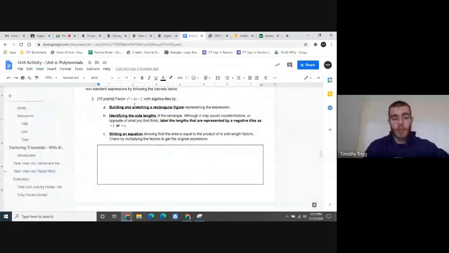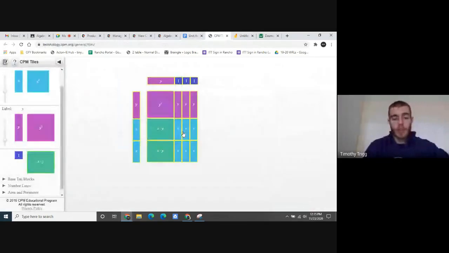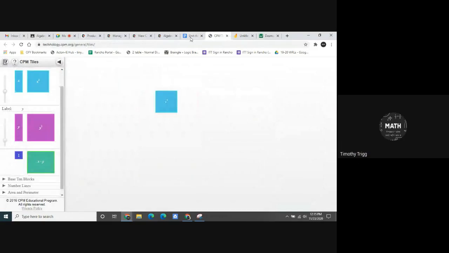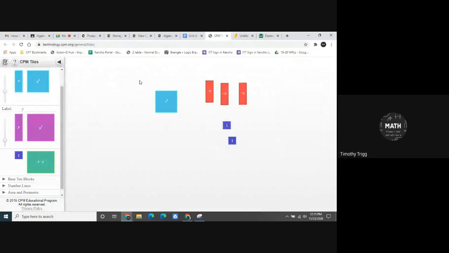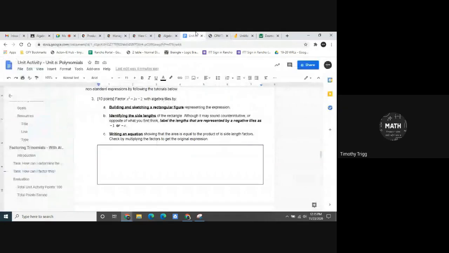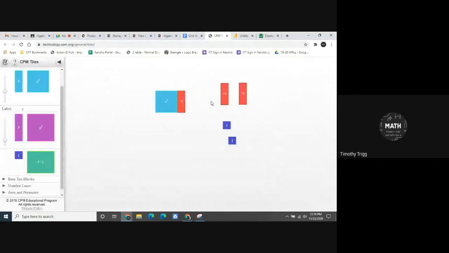So we have x squared minus 3x plus 2. Let me go ahead and get rid of this stuff. We got an x squared minus 3x. Since it's minus 3x, these three x tiles, we're going to go ahead and click on them to make them negative. And then we have plus 2. But the same rules apply. We want to make this into a perfect rectangle. So maybe we do like this. Yeah, that looks good. That's not too bad.